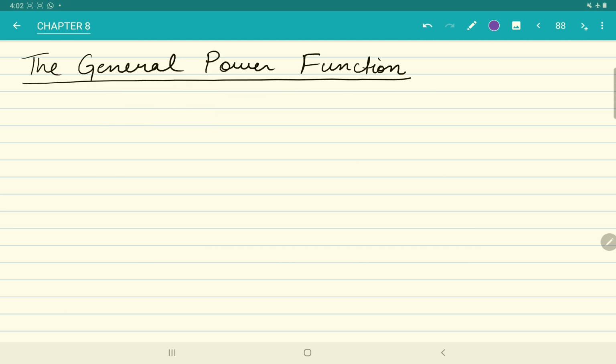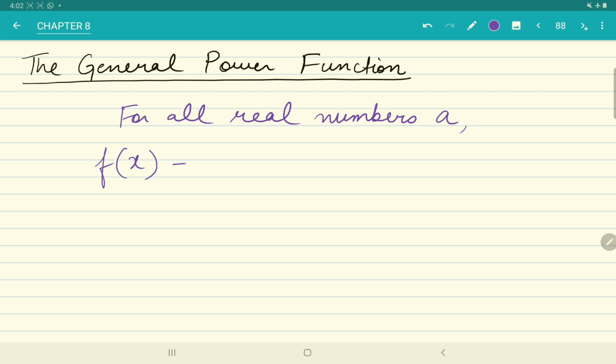Now let me get to the general power function. If we can recall, we have done this in chapter 4, that for all real numbers a, when I say real numbers, that means both rational as well as irrational. For all real numbers a, if I have f of x equal to x raised to the power a, this implies f prime x is equal to a multiplied by x raised to the power a minus 1. There we did not think of the irrational values of a.